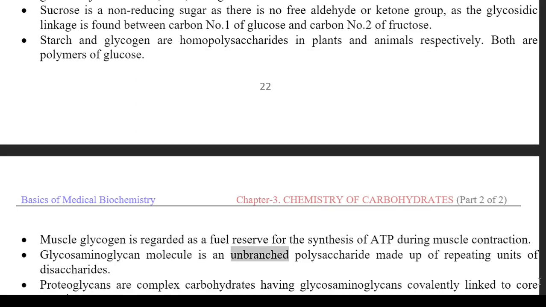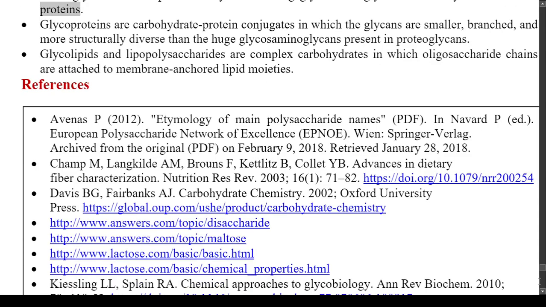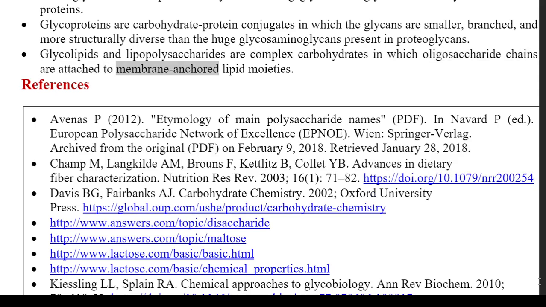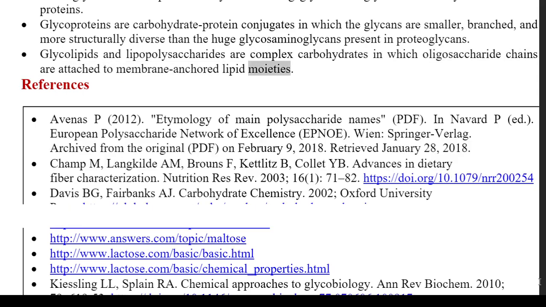Glycosaminoglycan molecule is an unbranched polysaccharide made up of repeating units of disaccharides. Proteoglycans are complex carbohydrates having glycosaminoglycans covalently linked to core proteins. Glycoproteins are carbohydrate-protein conjugates in which the glycans are smaller, branched, and more structurally diverse than the huge glycosaminoglycans present in proteoglycans. Glycolipids and lipopolysaccharides are complex carbohydrates in which oligosaccharide chains are attached to membrane-anchored lipid moieties.